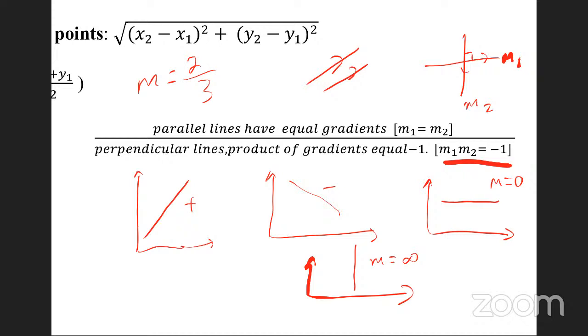Flip the value over and change the sign. So flip the value over, you'll get 3 over 2, and change the sign. That is called your negative reciprocal. So perpendicular lines are negative reciprocals of each other. Just remember those things: parallel lines, equal gradients. Perpendicular lines, their product is -1, or they are negative reciprocals of each other.